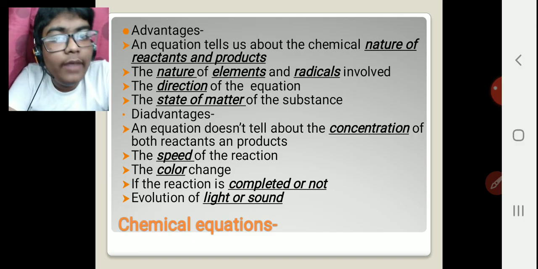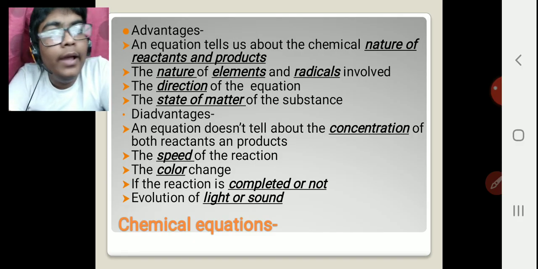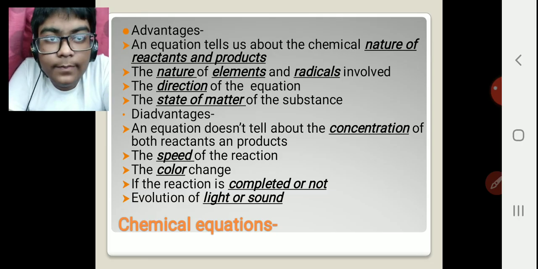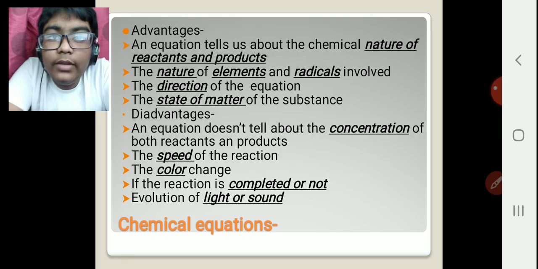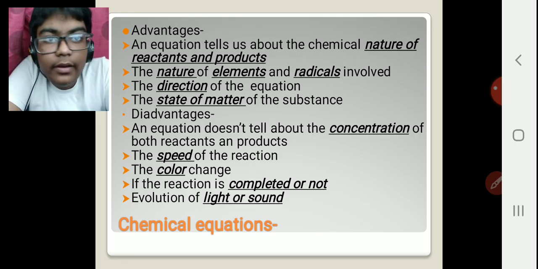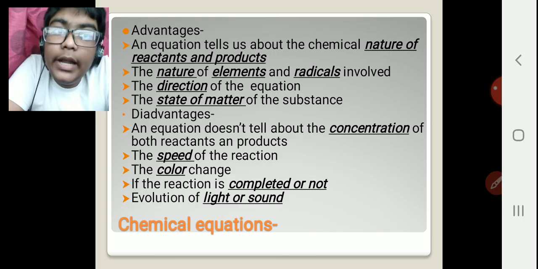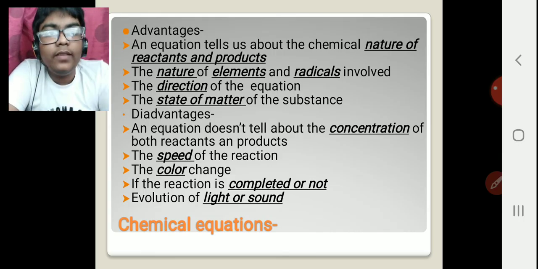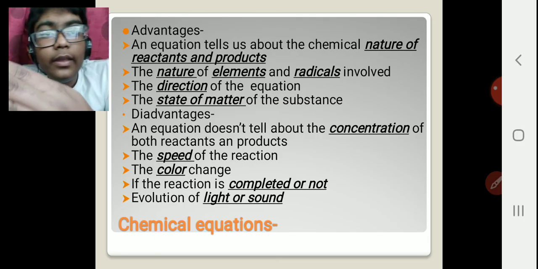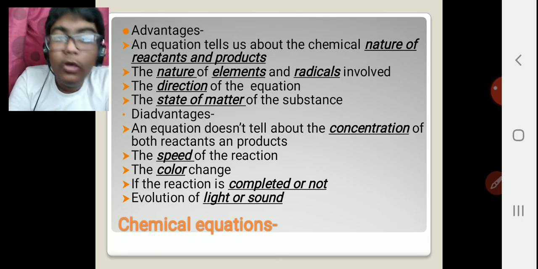The advantage of a chemical equation is that it tells us about the chemical nature of the reactants and products. It also tells us about the nature of the elements and radicals that are involved in that. It tells us the direction of the equation, meaning whether it is combining or breaking, or whether it is reversible or irreversible, all that it tells.